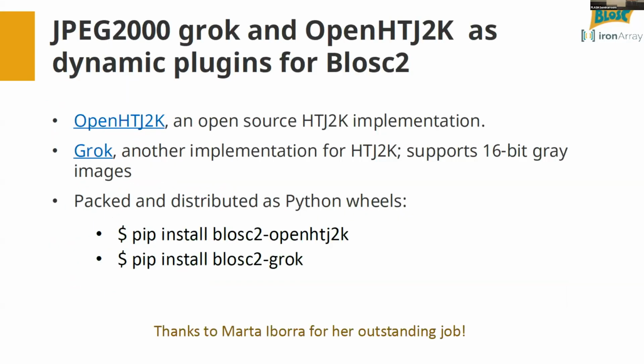So what we did in this framework was implement a couple of codecs as Blosc2 plugins. The same way that HDF5 has the concept of plugins, Blosc2 also has this concept, okay? So we implemented a couple of codecs with Open HT J2K and Grok. Both implement the high throughput J2K, but one of them supports 16-bit gray images, whereas this one only supports 12-bit images, okay?